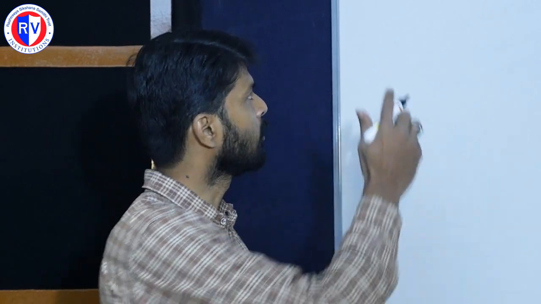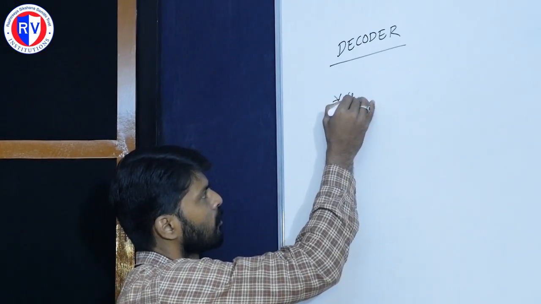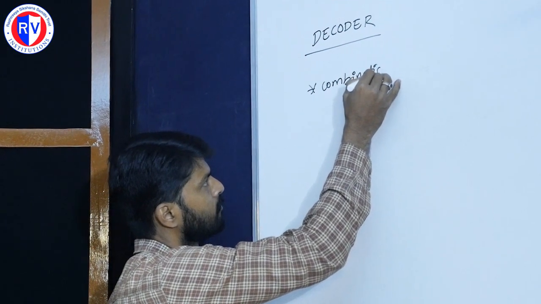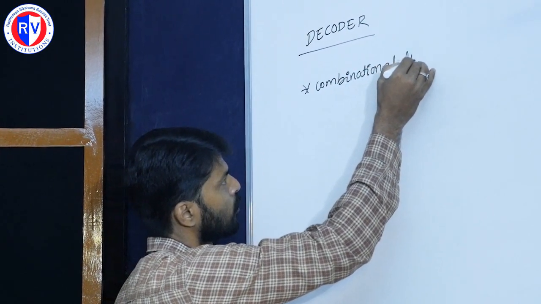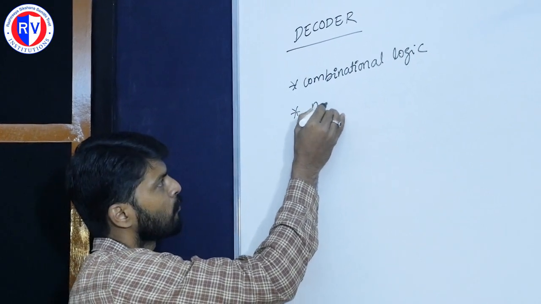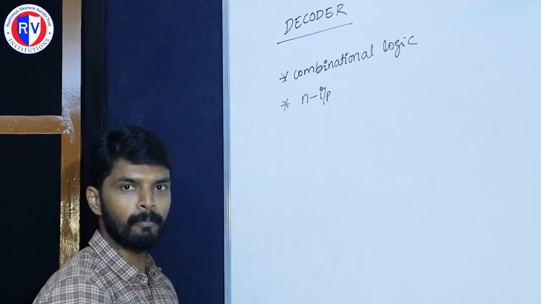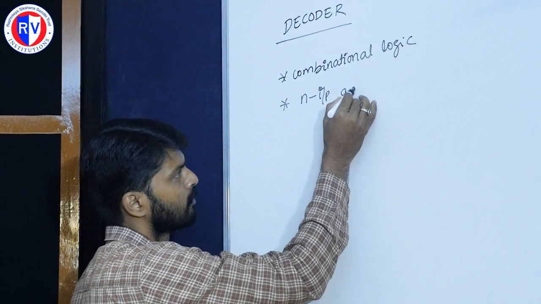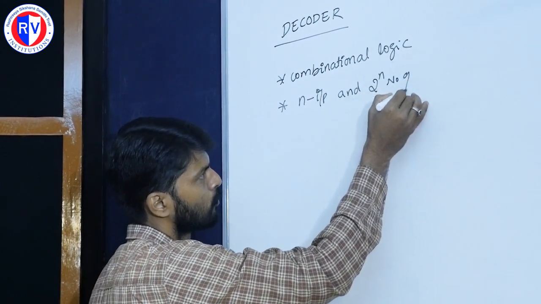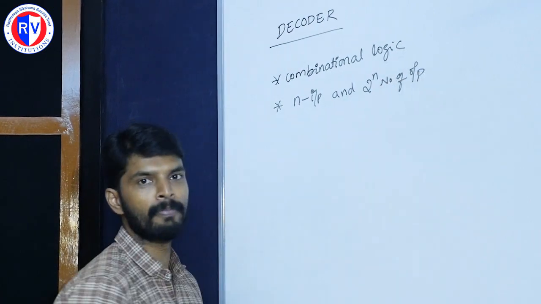Last class we discussed a BCD adder or a decimal adder. Today we will discuss the decoder. Again, a decoder also comes under combinational logic, which contains n number of inputs and 2 to the power of n number of outputs.